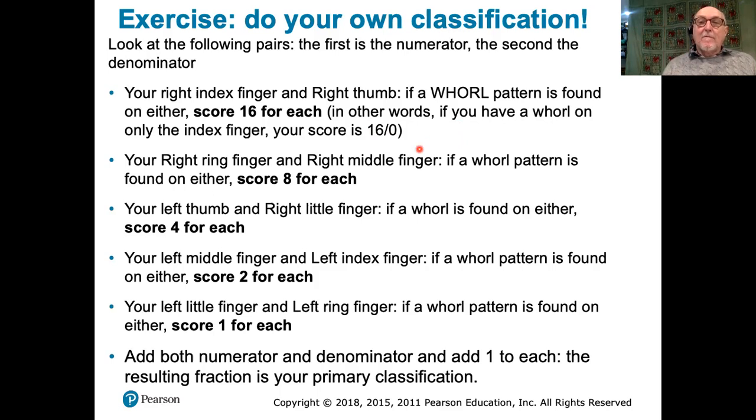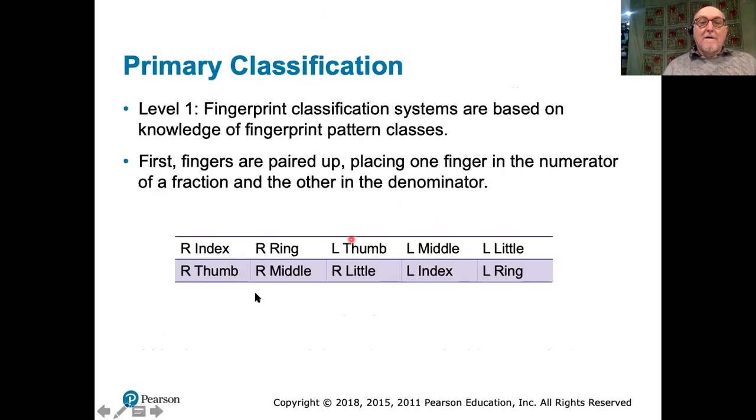Have a look here. Right index, right thumb: 16. There's a whorl here, 16. If there was a whorl here, 16. If there's no whorl here, 0. So we have 16 over 0. If the thumb had no whorl, you get the picture. So that's 16. Now we move on.